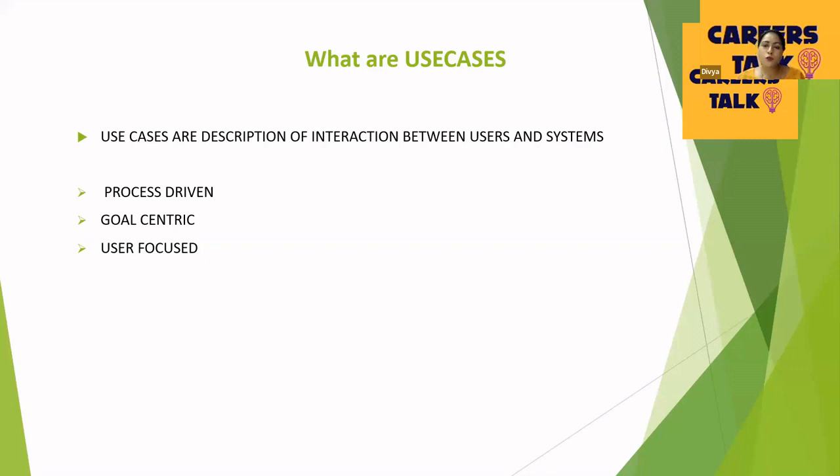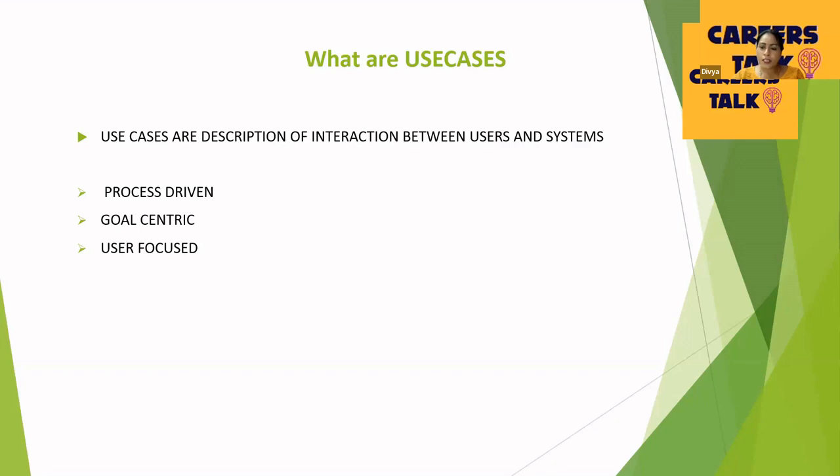For example, if you want to shop on an online website, that would be Flipkart or Amazon, the user needs to do a few things. He has to register an account, he has to create an account, then he goes and searches what is needed, and then he selects the item that he wants to buy, he adds it to the cart, and then he finally checks out to the bill payment. So there is a sequence of steps. There is a process in order to buy an item on an online website. So it's process driven and goal centric.